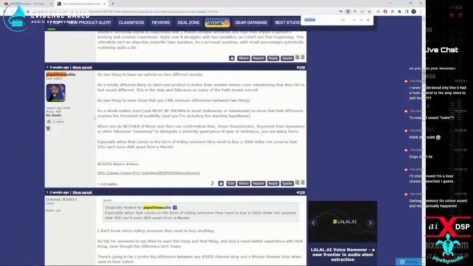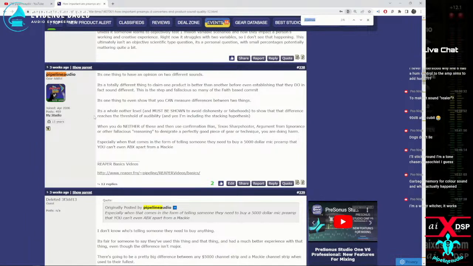This is the fallacious step that so many of the faith-based commit. It's one thing to even show that you can measure differences between two things. Remember, you've got to reach the threshold of audibility. It's a whole other level, and must be shown to avoid dishonesty or falsehoods, to show that the difference reaches the threshold of audibility. And yes, I'm including the stacking hypothesis because, again, sometimes it's a myth, sometimes it actually can be true. When you do neither of these and then use confirmation bias, Texas sharpshooter, argument from ignorance, or other fallacious reasoning to denigrate a perfectly good piece of gear or technique, you are doing harm.